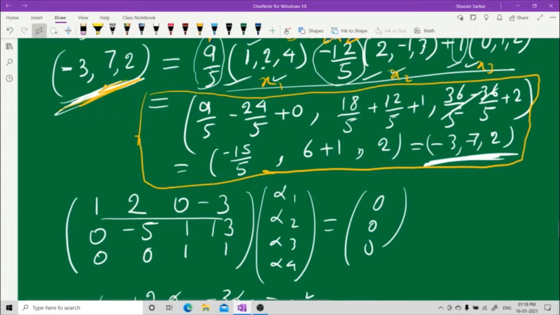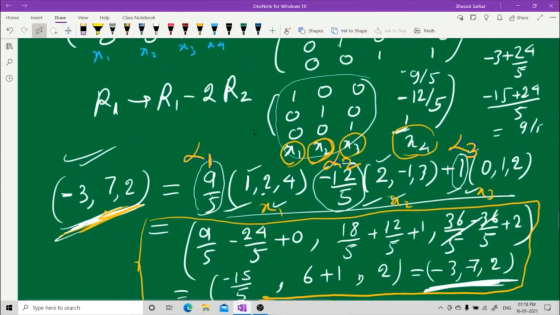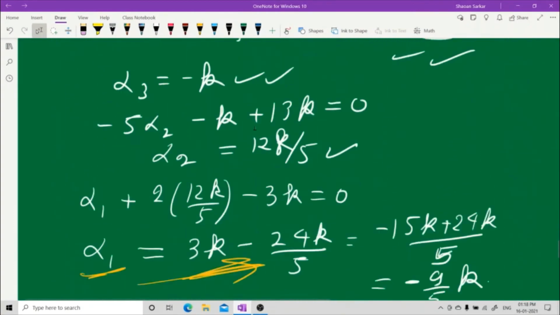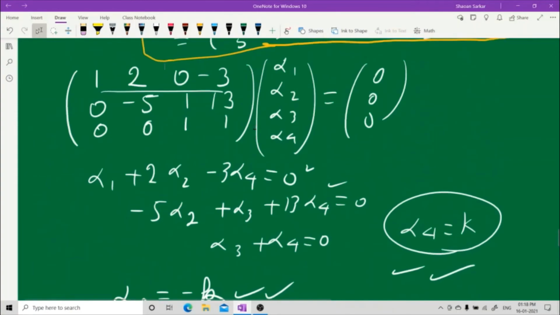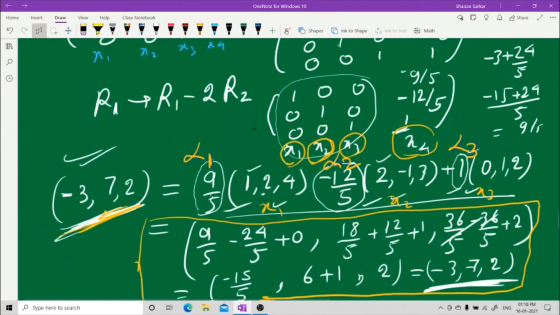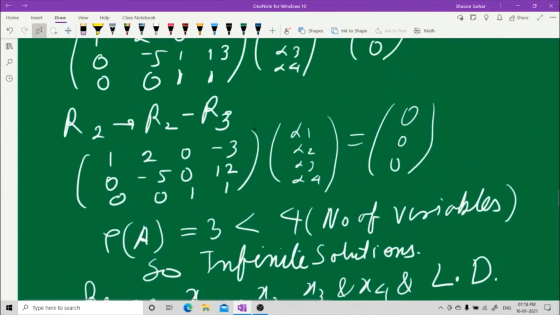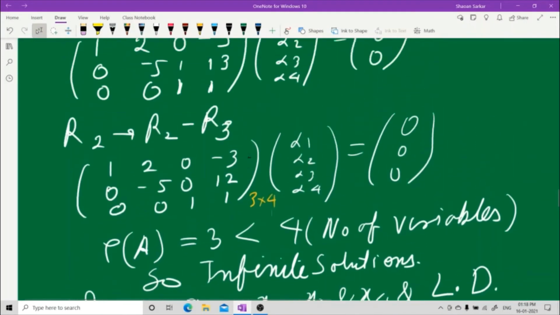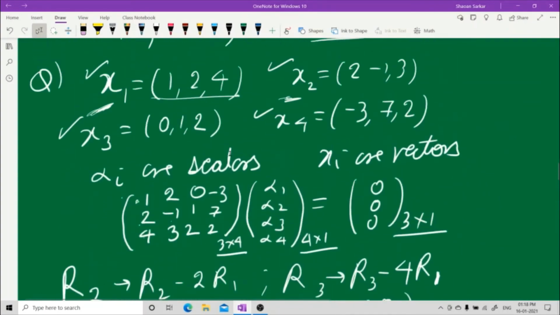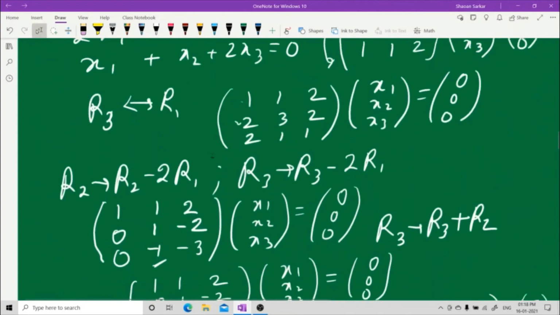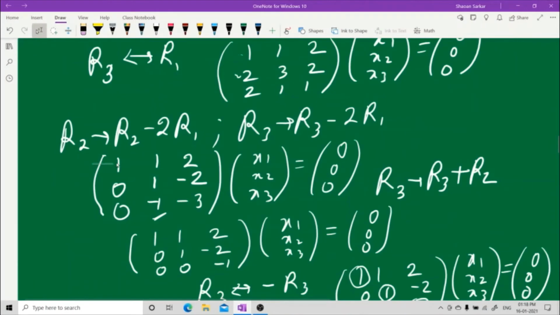One more trick I'll tell you. See, this was not an n cross n matrix. What type of matrix was it? It was a 3 cross 4 matrix. Now in the previous example, I had a 3 cross 3 matrix, right?